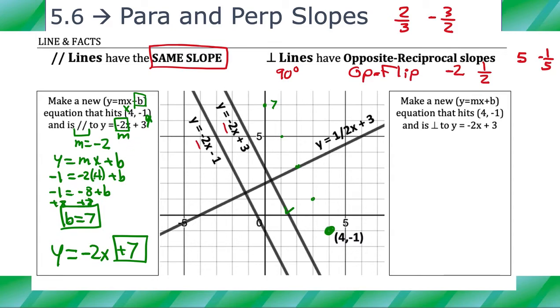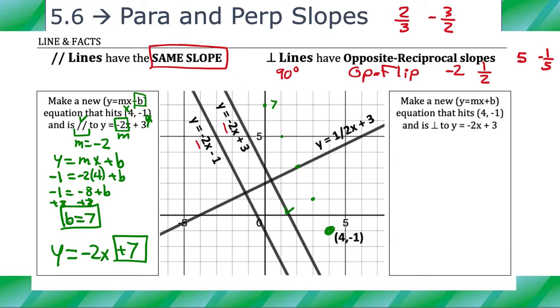Wow, weird, right? So there's the math. What I physically did over here, I did mathematically here, and I got back to 7. So y equals negative 2x plus 7 meets the criteria. It's parallel, and it bullseyes the coordinate point 4, negative 1.